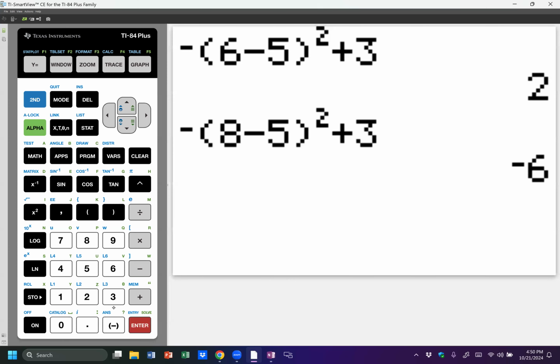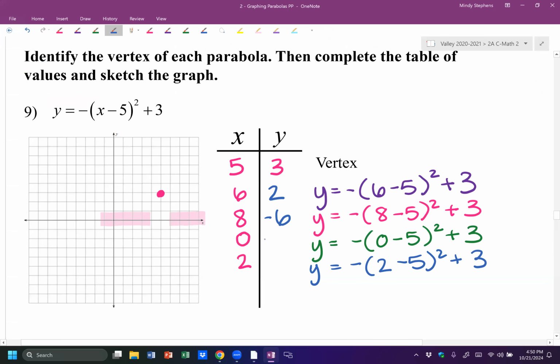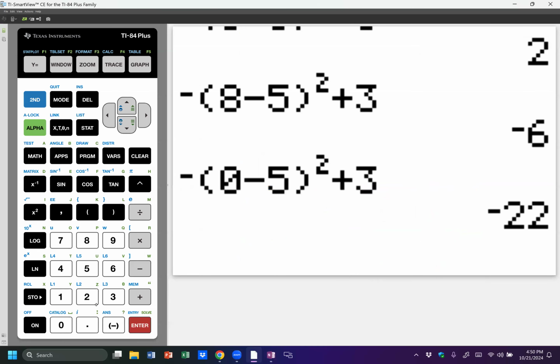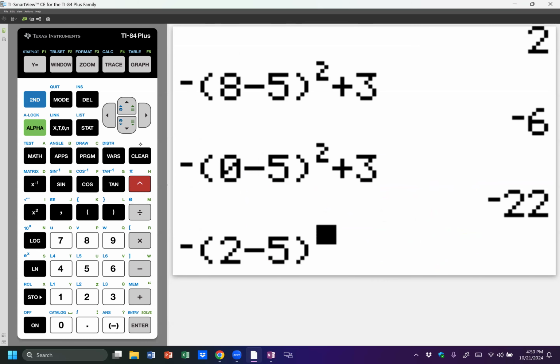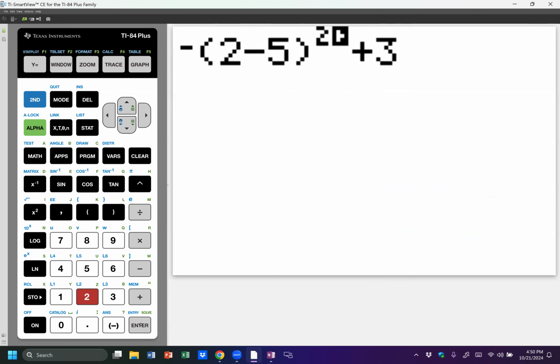And then I have negative, my next number is a 0. So 0 minus 5 squared plus 3, which gives me a negative 22. Kind of a big number. That might not be very helpful. Let's do the next one. So we're putting in a 2 next. So we have negative 2 minus 5 squared plus 3. So negative 6 for that one.